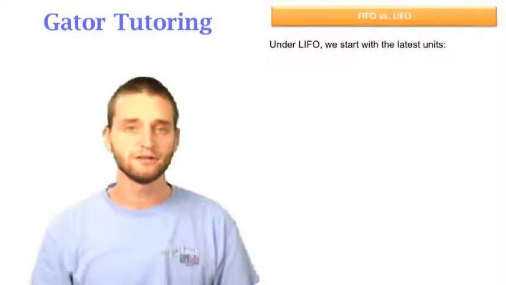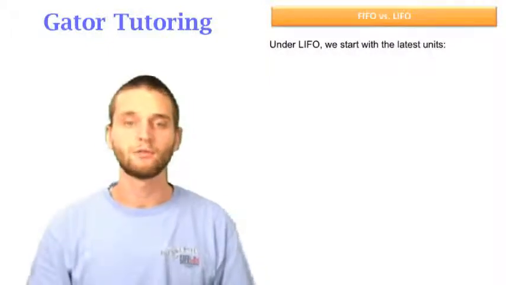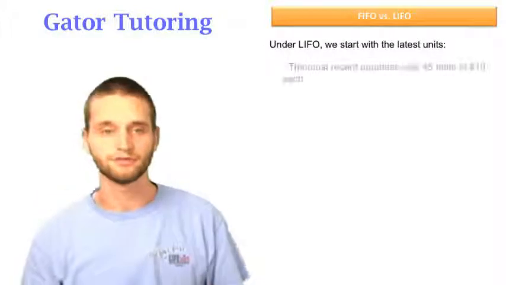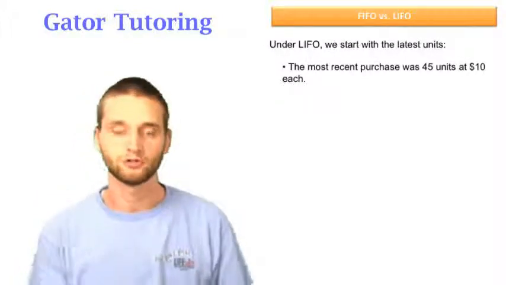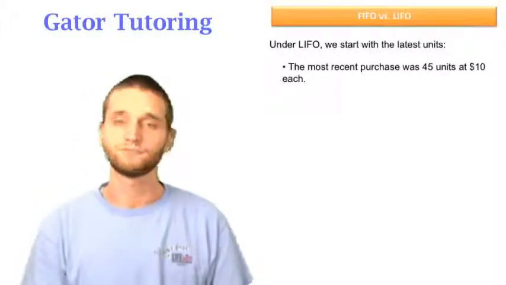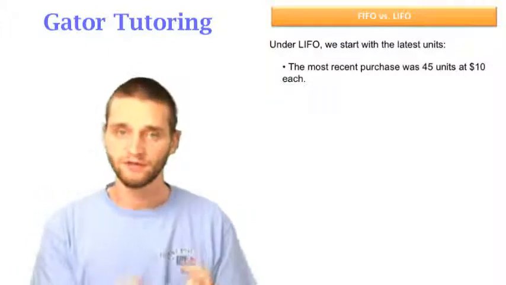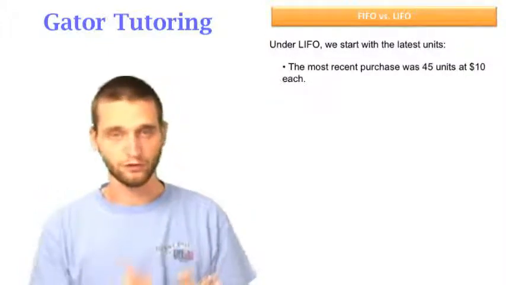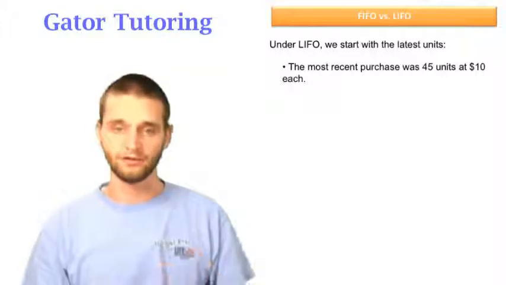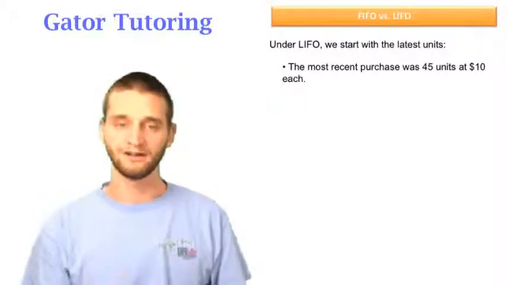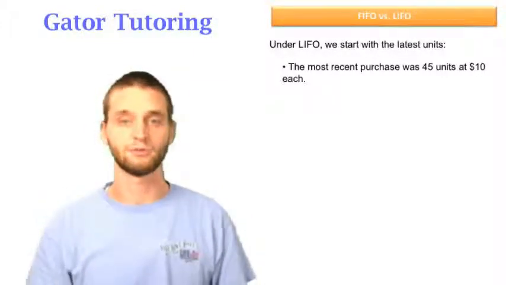So under LIFO, last in, first out, we want to start with the latest units, our most recent purchase. Well, the most recent purchase was 45 units at $10 each. So we're going to attribute the first 45 units of our 80 that we've sold over this time period to a cost to us of $10 each. But we still have 35 units we have to account for.